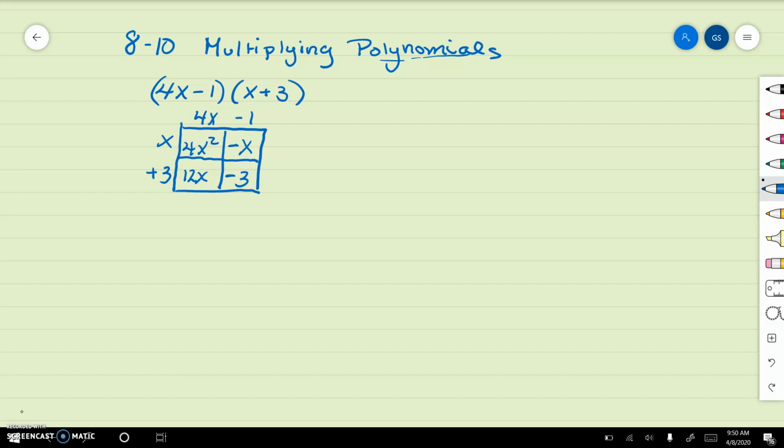Okay, once we have everything in the box, we take everything out of the box. So we have 4x squared, we have minus x, we have plus 12x, and then we have a minus 3. We are going to combine like terms. So 4x squared does not have any like terms, which means there's no other x squareds there. We have minus x and plus 12x. So that's really minus 1x.